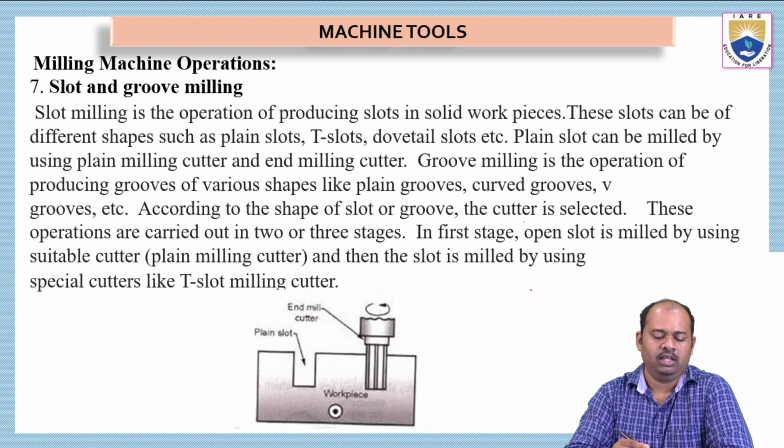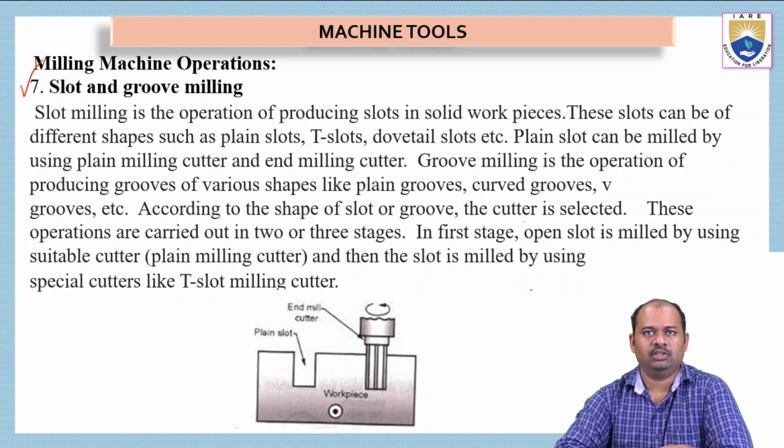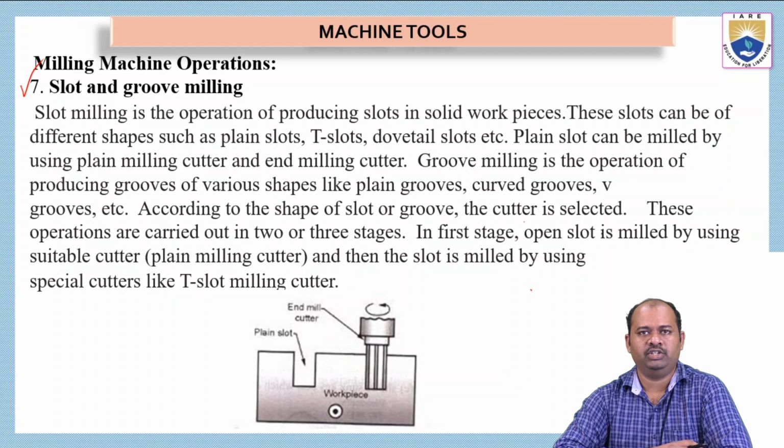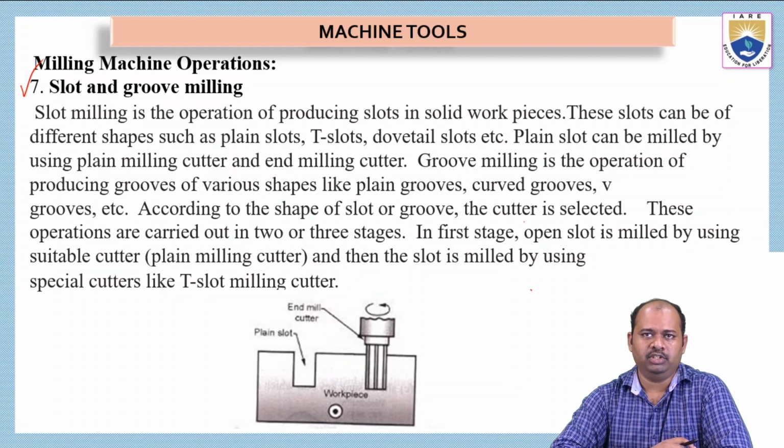the tools. Okay. Now, the 7th type of milling process, that is slot and groove milling process. So see here, slot milling is the operation of producing slots in the solid workpieces. These slots can be of different shapes, such as plain slots, T-slots, dovetail slots, etc. So these are the different types of slots that are possible for any slot and groove milling machine.